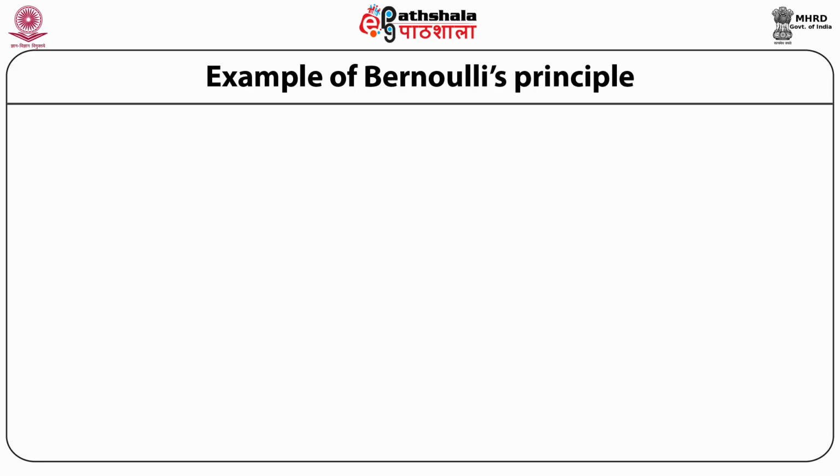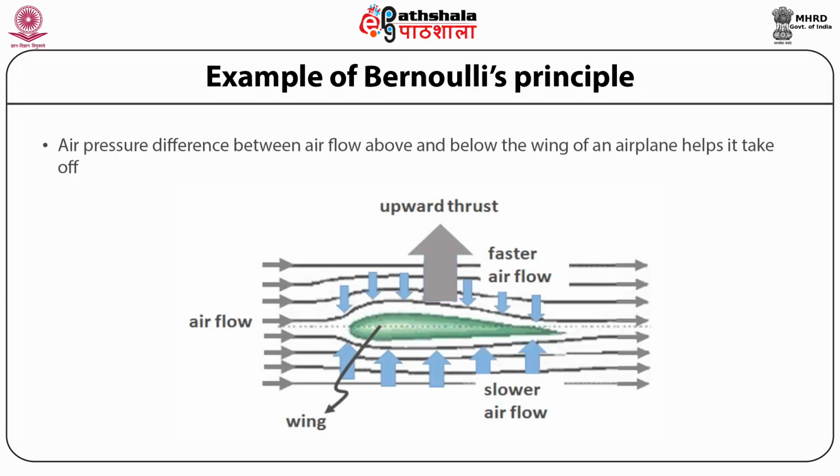As an example of Bernoulli's principle, the air pressure difference between the airflow above and below the wings of an aeroplane helps it take off. This is explained through this cartoon here. You have airflow from the forward direction, and because of the curvature and the way the wings of an aeroplane are designed, they create a pressure difference between the air flowing above and below the wings, and that pressure difference is such that you get an upward thrust. That upward thrust helps the plane to take off.